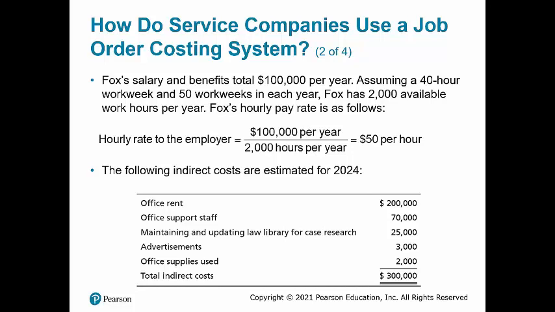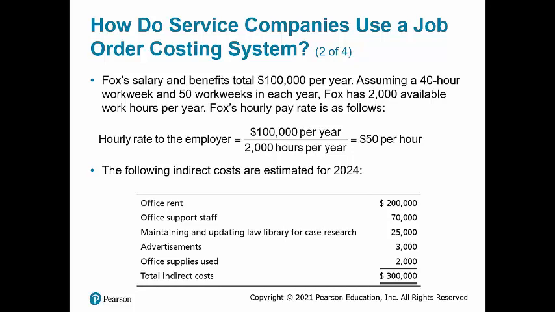To determine the per hour direct labor cost, we're going to use as an example one of their attorneys named Fox. So Fox's salary and benefits total $100,000 per year. And if you assume a 40-hour work week and 50 work weeks in the year, that would give Fox 2,000 available work hours per year. So how would we calculate Fox's hourly pay rate? We would take the total salary and benefits of $100,000 and divide it by 2,000 hours per year, and that would give us a $50 per hour cost for that employee.